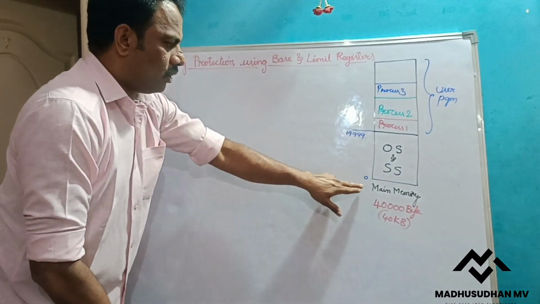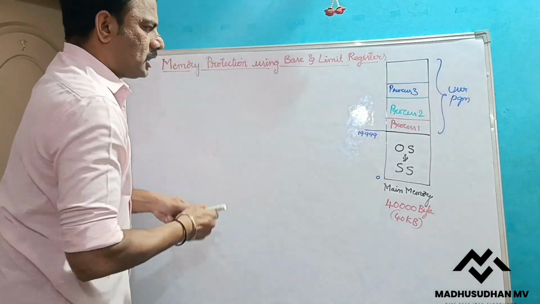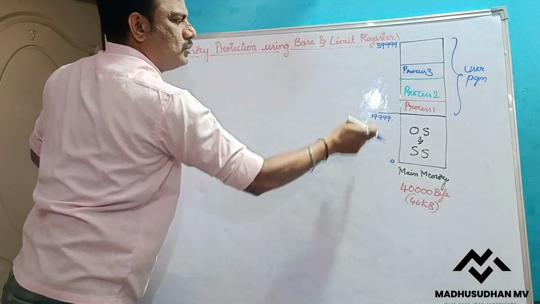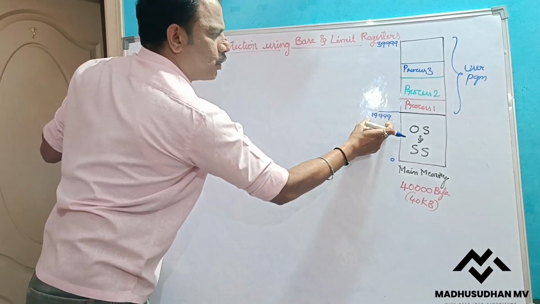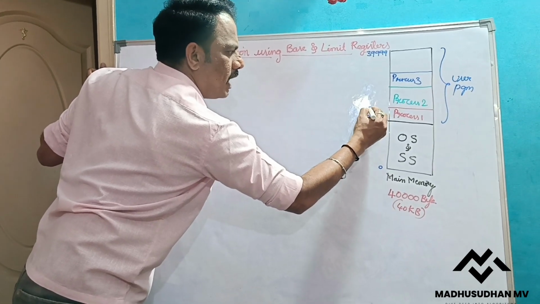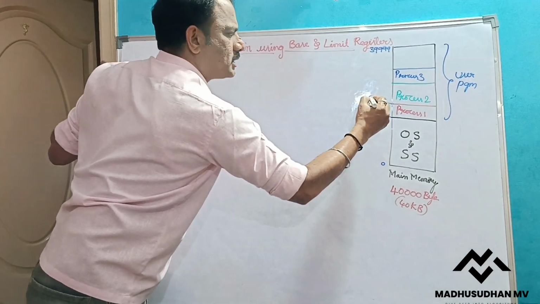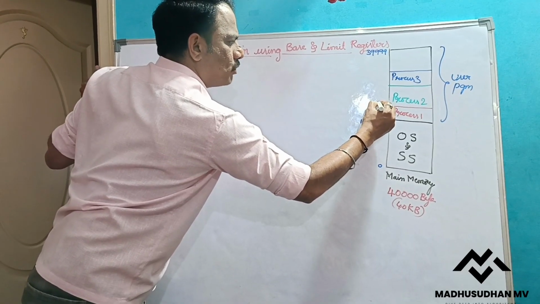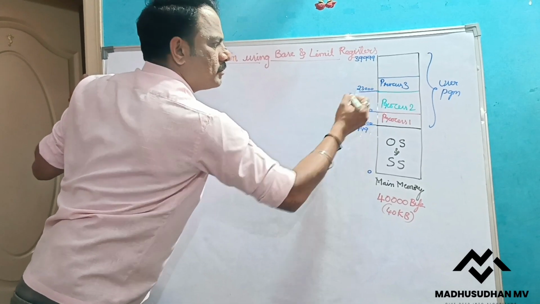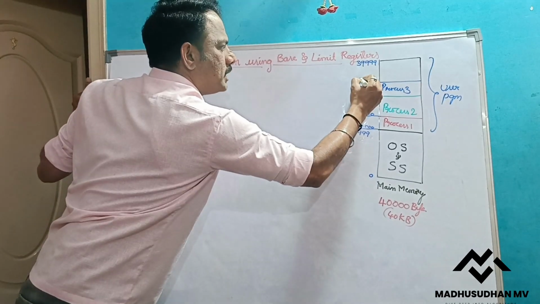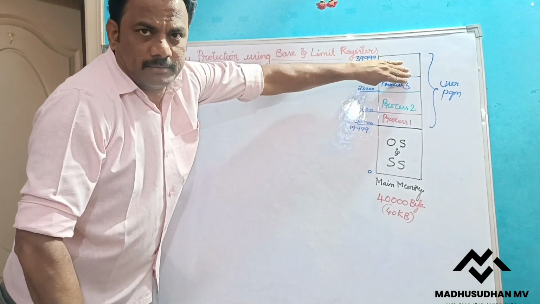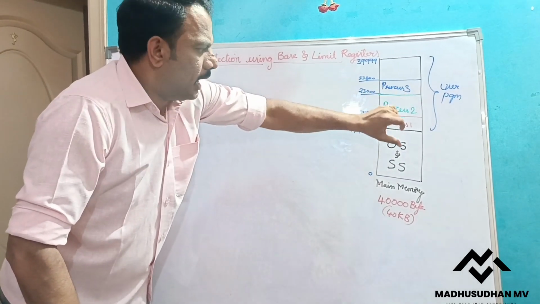Now the last address of the 40,000 is 39,999, so 0 to 39,999 means 40,000 total. Now process 1 starts from the next address, 20,000. Process 2 starts, for example, at 21,000. Process 3 starts, for example, at 23,000, and after this, from say 23,800 to 39,900, this memory is free. This much is occupied by the user programs and this is OS programs.